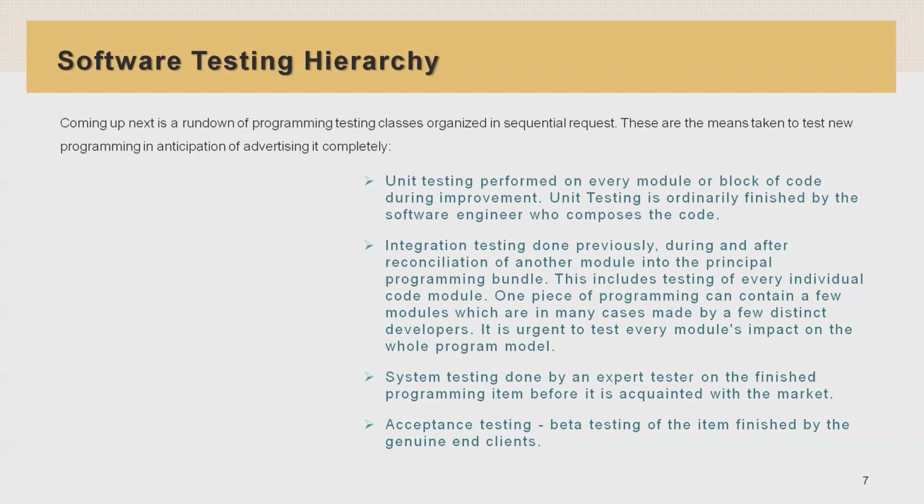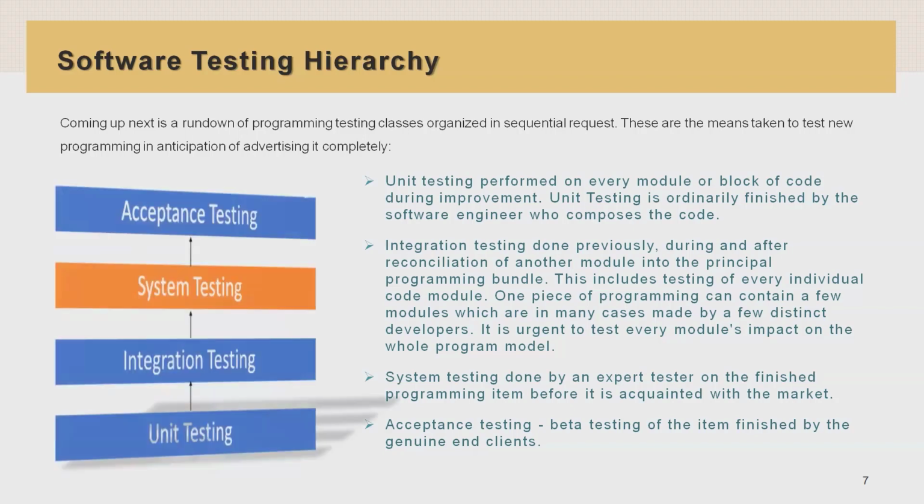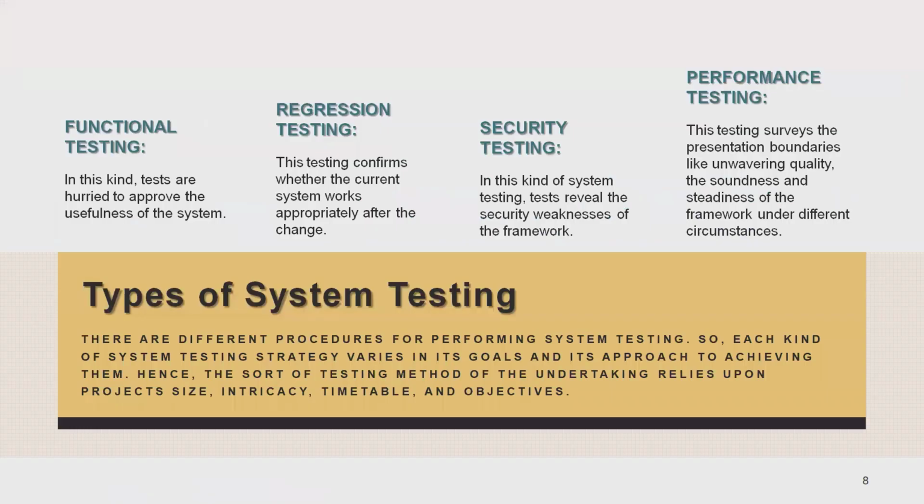Acceptance testing is a beta testing of the product finished by the genuine client. Generally, this testing is done by the end user, or if it is performed in-house, then it can also be done on behalf of UAT only or end user only. So this is the general approach of software testing: acceptance, system, integration, and unit.